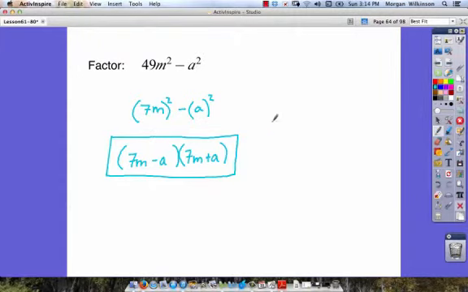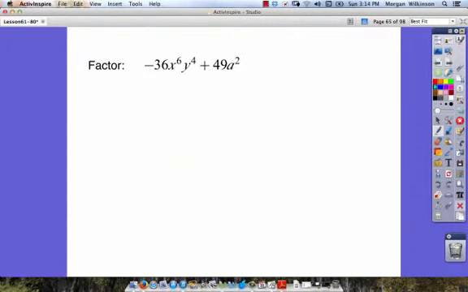We've got one more like this. Let's factor negative 36x to the 6th y to the 4th plus 49a squared. Now if we want to factor this one, let's rearrange it. If we arrange it so our positive number is first, it's going to make it easier to look at. So we're going to get 49a squared minus 36x to the 6th y to the 4th. That last one should be a y.